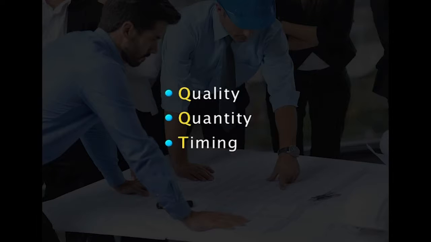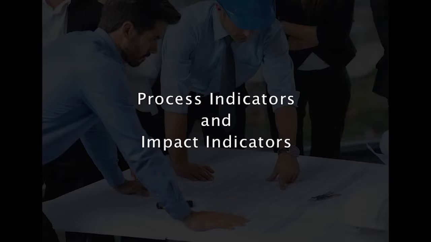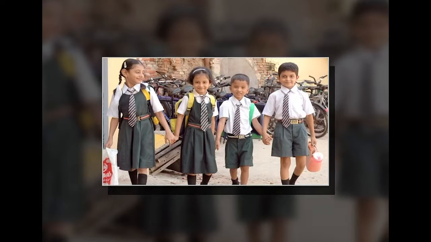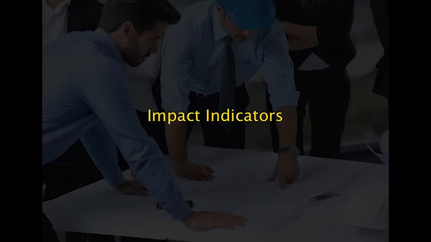In short, QQT. There are two kinds of indicators you will have to focus on, the process indicators and the impact indicators. Process indicators measure the extent to which you have achieved your stated objectives. Here in our example, how many children are attending school by specified time. The next is impact indicators, which help to monitor the achievement and the impact of your work.